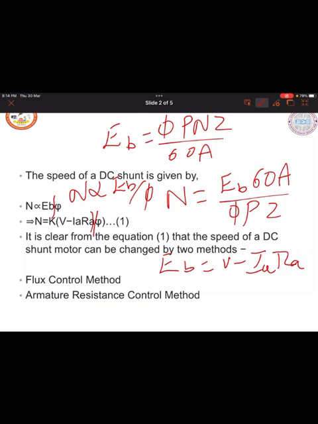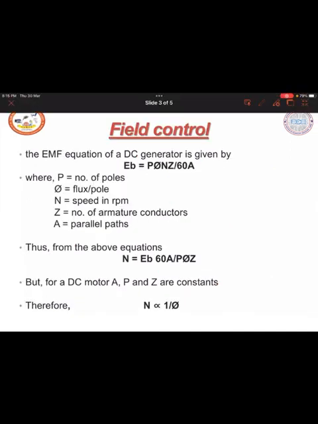One is the flux control method, that is by varying the flux φ, and the next one is the armature resistance control method. By controlling the armature resistance or the current flowing through the armature, we can control the speed of the motor. So these are the two different methods we have to control the speed of the motor. Now let us go with the first method, the field control method.